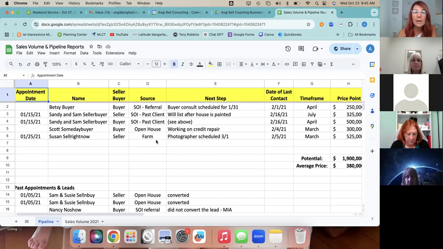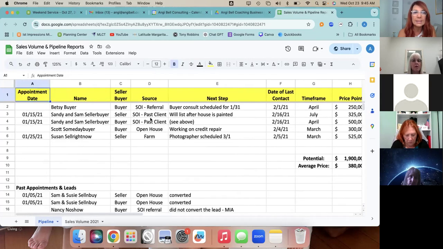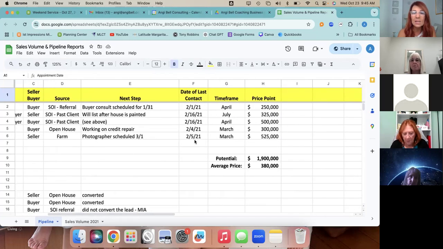But then it could be open house, it could be farming, it could be an internet lead, it could be a listing lead, it could be a for sale by owner, it could be an expired. But there's probably not more categories than that. Or agent referral, I left that out. Okay, then the next column is just the next step. What do I need to do next with these people? And then the date of last contact.